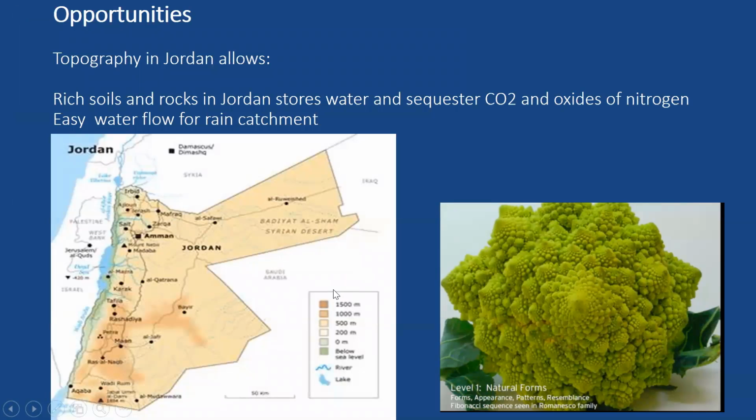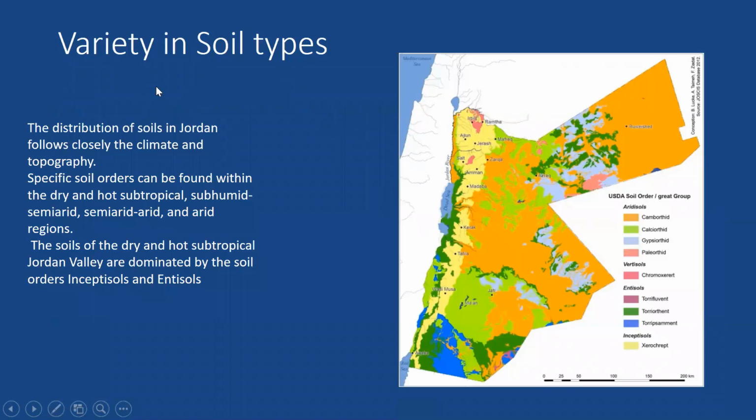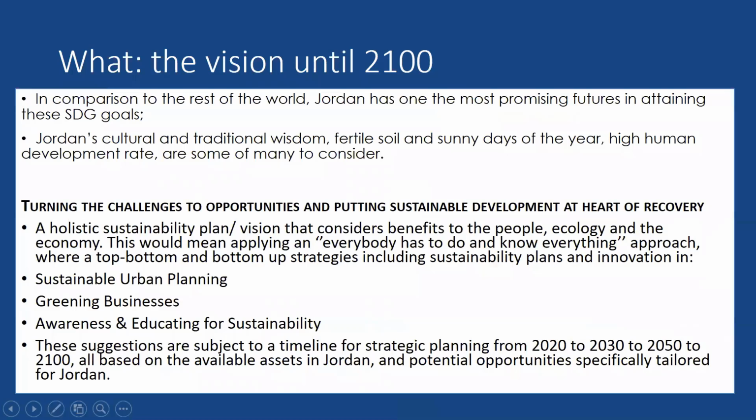So there are opportunities. Jordan has a topography with rich soils and rocks that can store water and sequester carbon dioxide, and they allow easy flow of rainwater for catchment. For blue water, we also have a variety of different soil types, as the map shows. This vision looks at sustainable urban planning, greening businesses, awareness, and education until the year 2100.